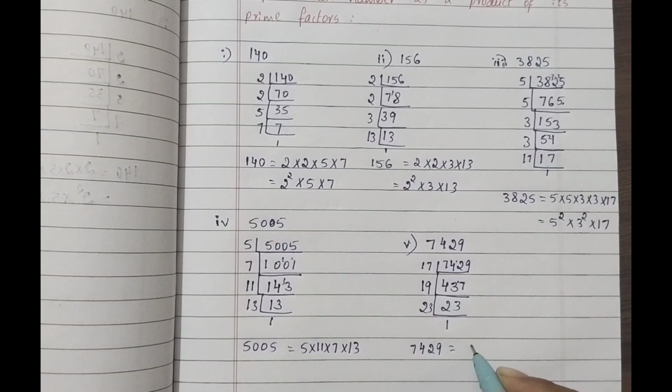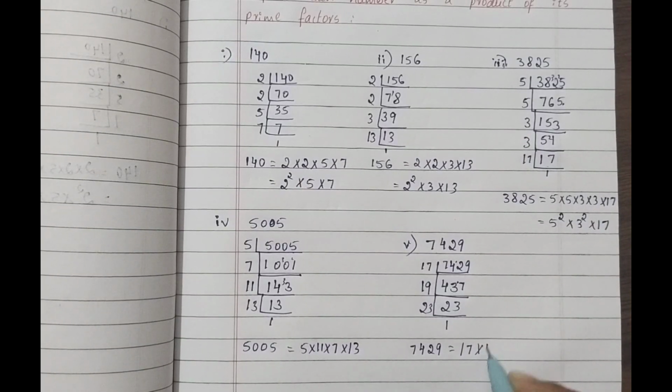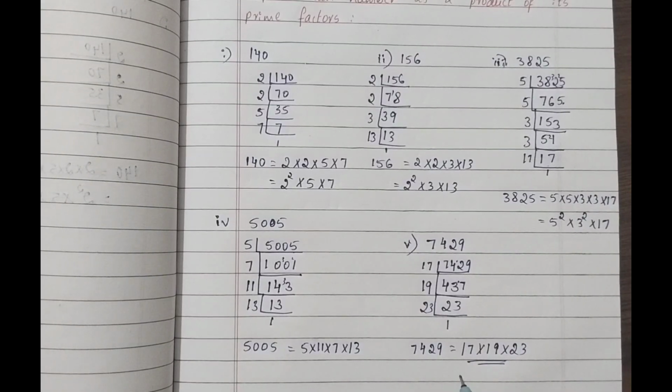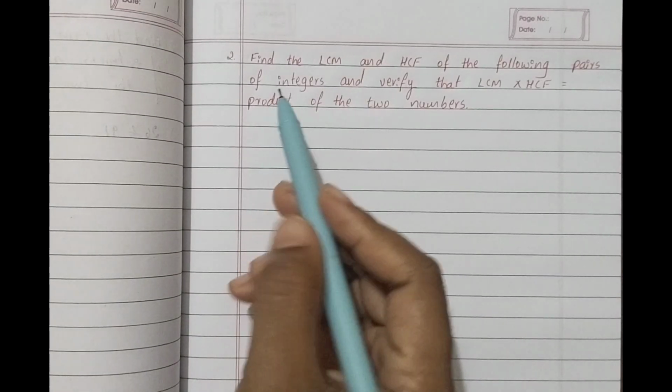7429's prime factors are 17, 19 and 23. 17 into 19 into 23 is the product of its prime factors. This is how we have to find the prime factors of any number. Now we will move on to the next question.